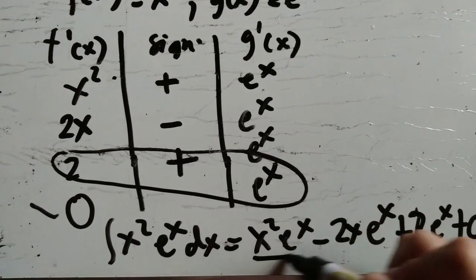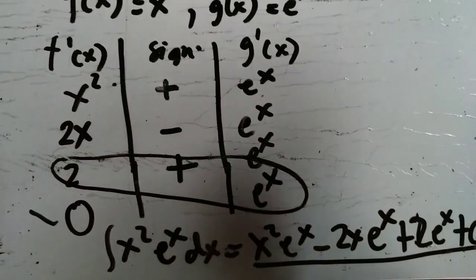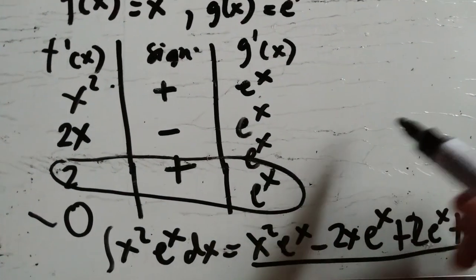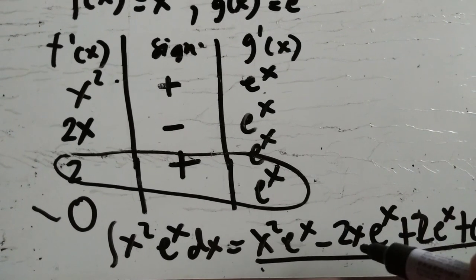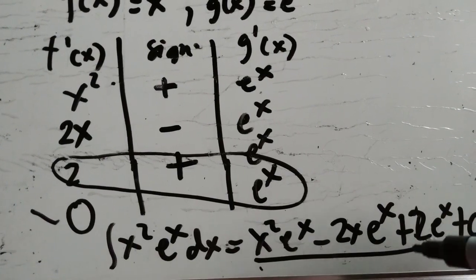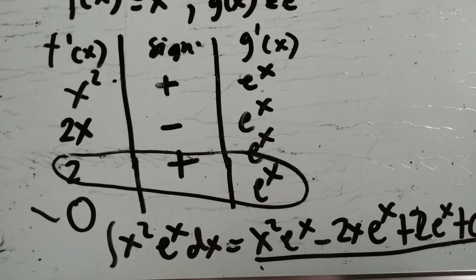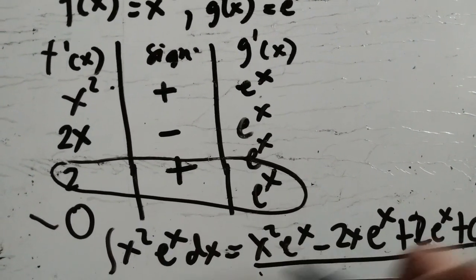So this is how we evaluate the given integral. The final answer is x squared times e raised to x minus 2x times e raised to x plus 2 times e raised to x plus c.